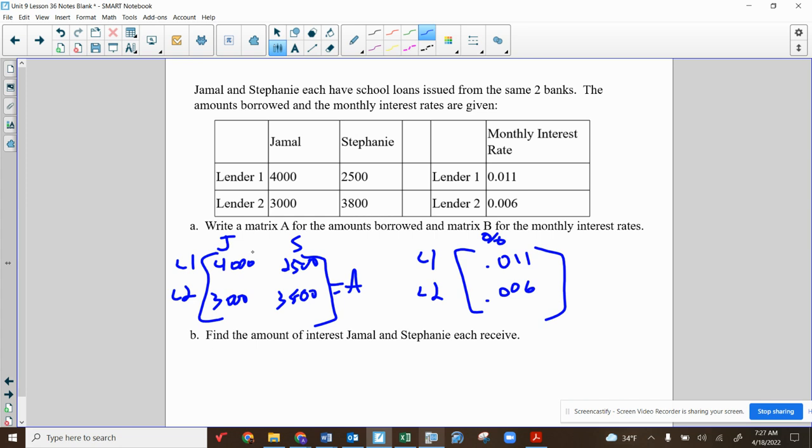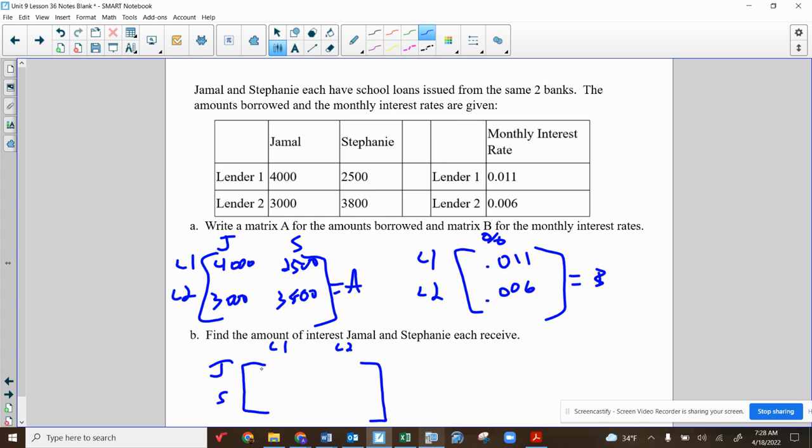Okay, so now the problem with this one, when I have this, is this and this don't match. So if I want to multiply these two things together, because I want to find out the amount of interest that they will receive, I'm going to have to take this one and write it the other way, meaning I want lender 1 and lender 2 up on top. So I'm going to take this one here. I'm going to put Jamal, Stephanie, lender 1, lender 2. Now, this was matrix B, sorry. The better way to do this would be to look at that before you start writing everything down.